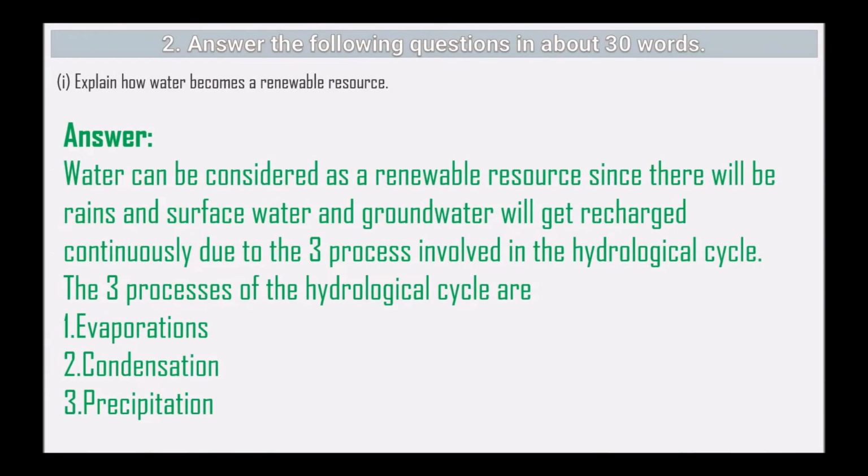Next question is, answer the following questions in about 30 words. The first one is, explain how water becomes a renewable resource. Water can be considered a renewable resource since there will be rains, and surface water and groundwater will get recharged continuously due to the three processes involved in the hydrological cycle. The three processes are evaporation, condensation, and precipitation.